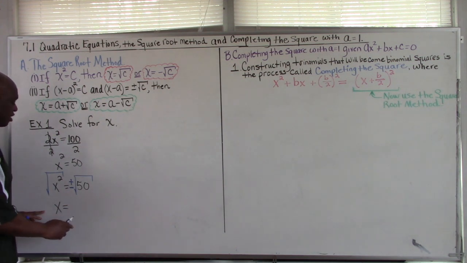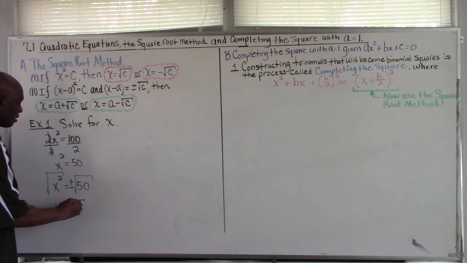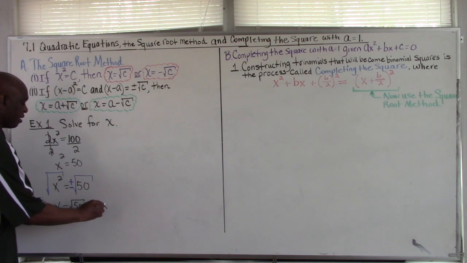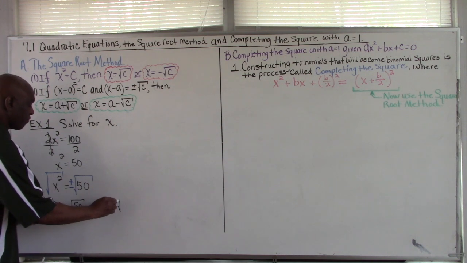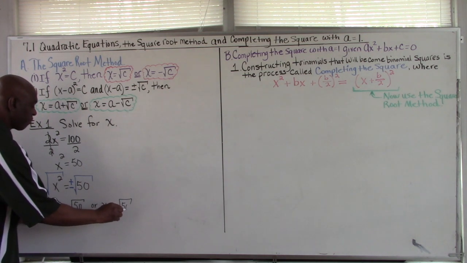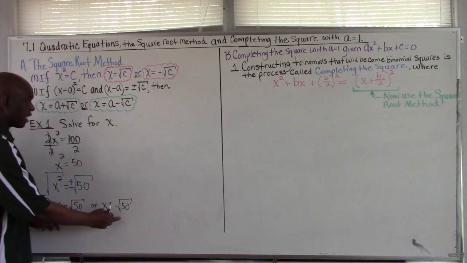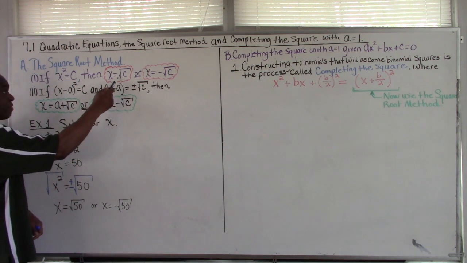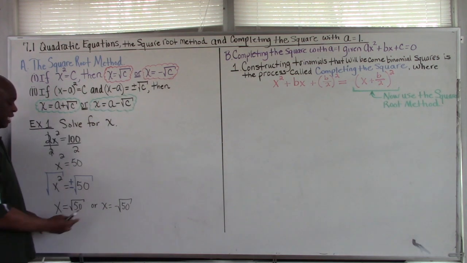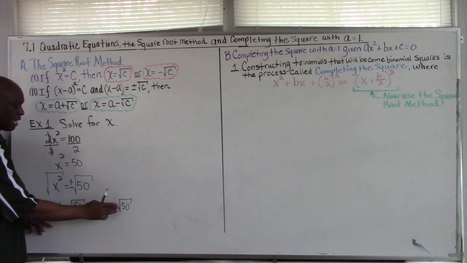So this means that x equals the positive square root of 50, or x equals the negative square root of 50. So it's the positive and the negative. You see that? You have to consider both of them: the positive square root of 50 and the negative square root of 50.